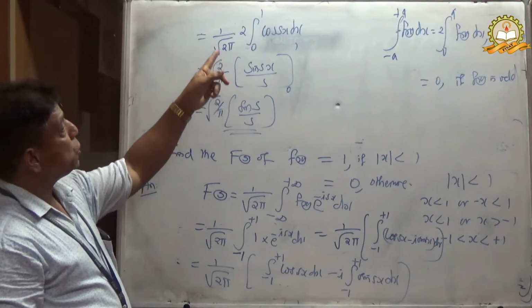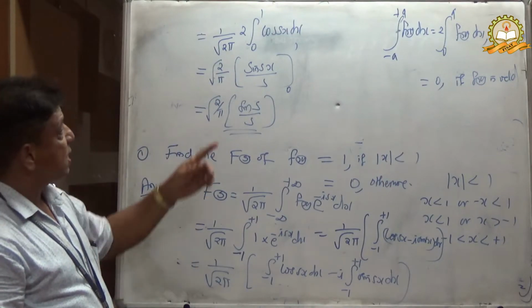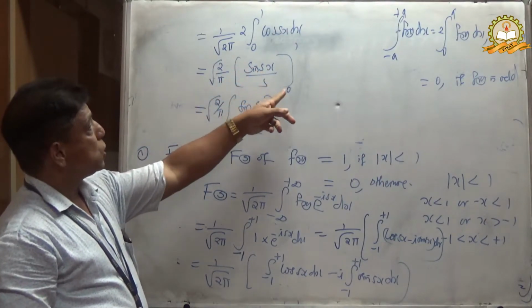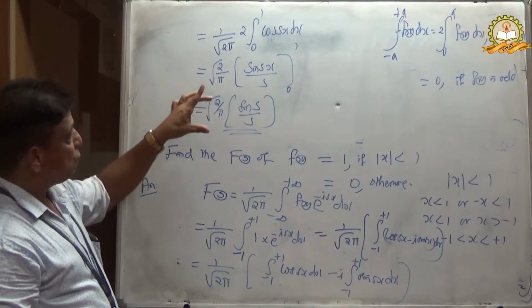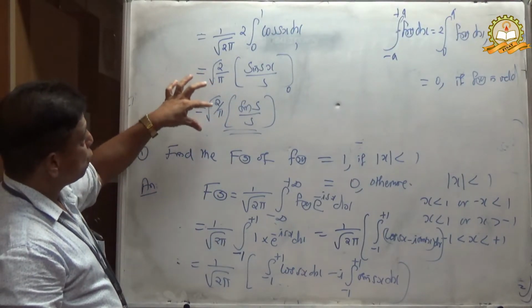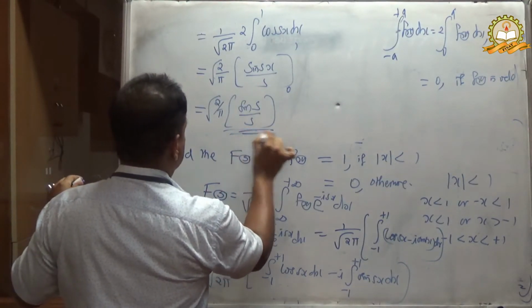Therefore, 2 times integral 0 to 1 cos sx dx. Then we can integrate this one: cos sx integrates to sin sx by s, from 0 to 1, root of 2 by pi sin s by s. Therefore, our result will be root of 2 by pi into sin s by s. This is the required result.